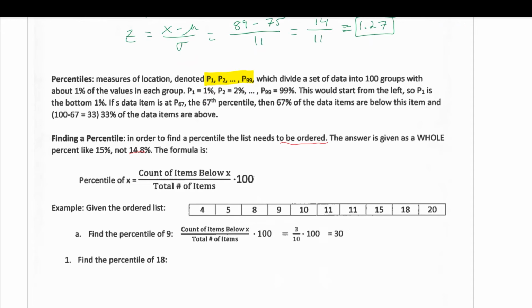Okay, so here's the formula. The percentile of x is we count all the items below x, so strictly below, not including x, divided by the total number of items, times 100.